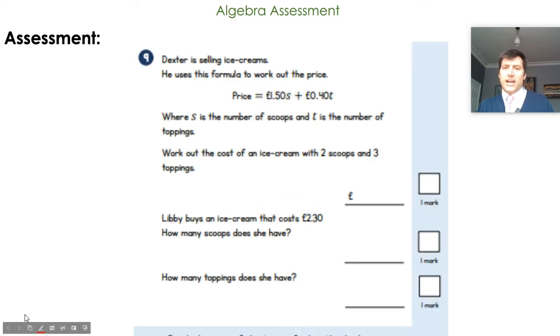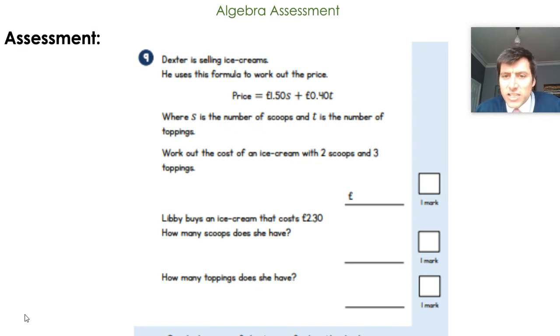I think we're near the end now. We've got Dexter. He's using this formula to work out the price. So he's selling ice creams, £1.50S plus 40T. S is the number of scoops, so every scoop costs £1.50, and T is the number of toppings. Okay, so I'm thinking I could spend £20 and have a massive ice cream and then go and see the dentist and be told off.